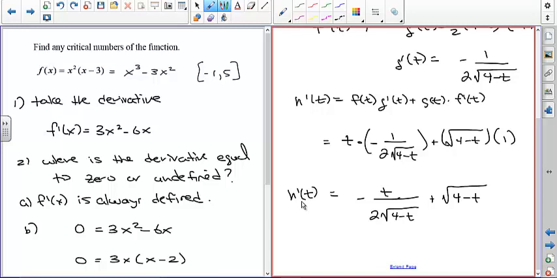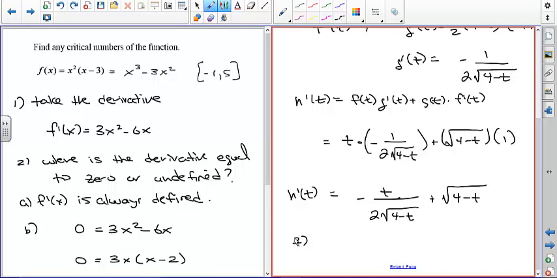So that's part A. Part B, or part 2, I guess, is to ask the question, where is the derivative equal to 0 or undefined? Well, this would be undefined at any value of t greater than 4. If t equals 4, you get 4 minus 4, which is 0, and you get this divided by 0. So that's undefined. But it's not in our interval that we talked about in the problem. The interval was for t less than 3. So we don't have to worry, that would be one place where the derivative is undefined. But in the interval that we're looking at, it is defined.